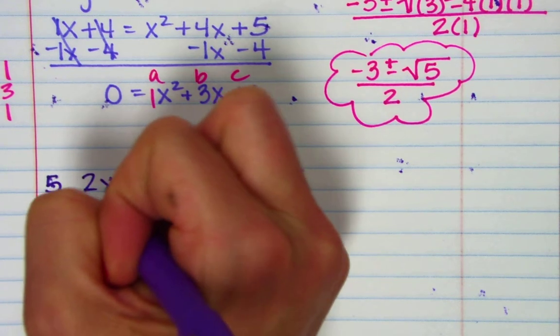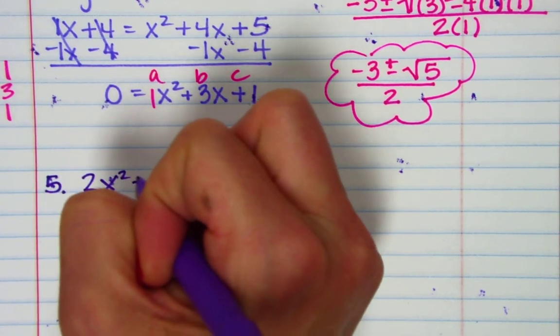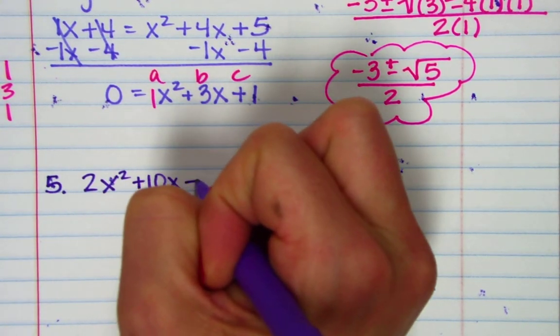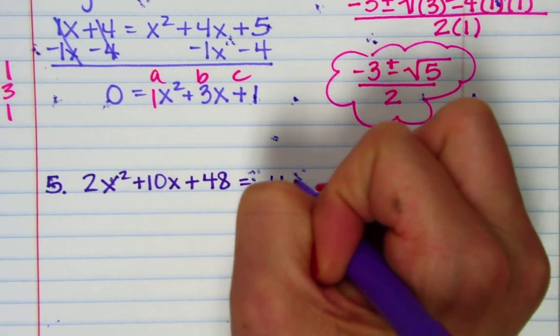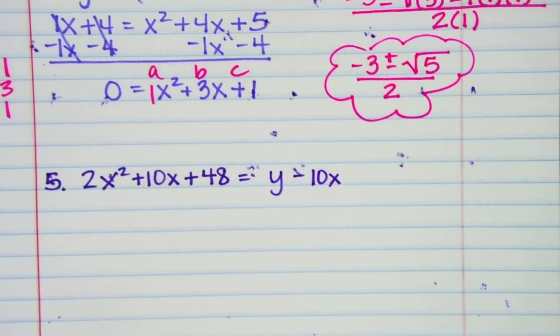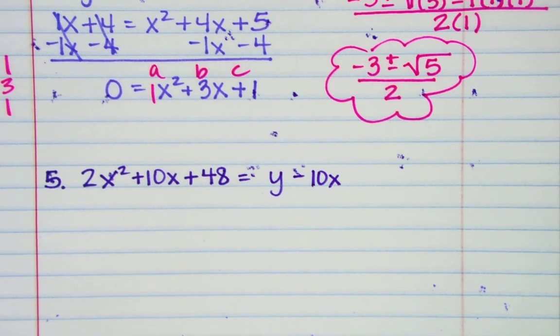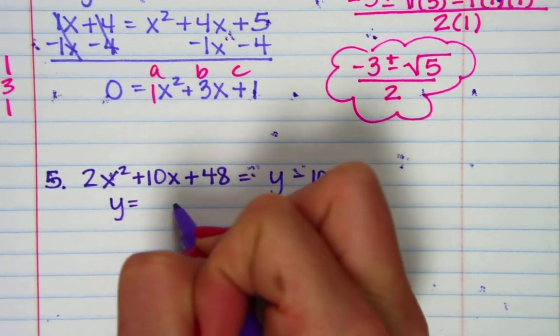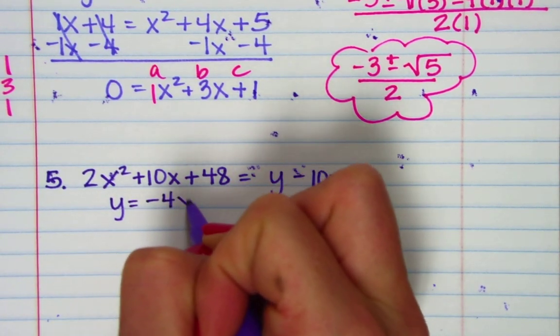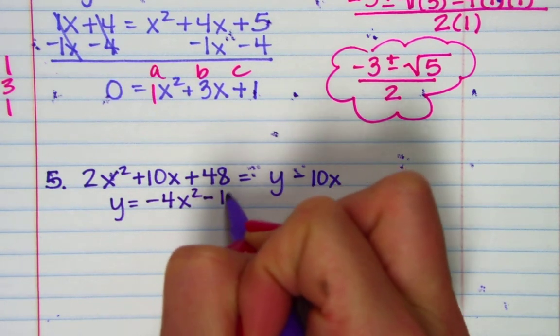2x squared plus 10x plus 48 equals y minus 10x. And my second equation: y equals negative 4x squared minus 16x.